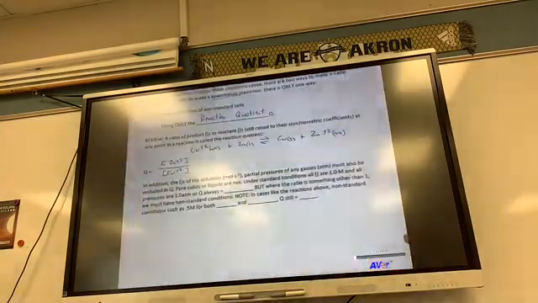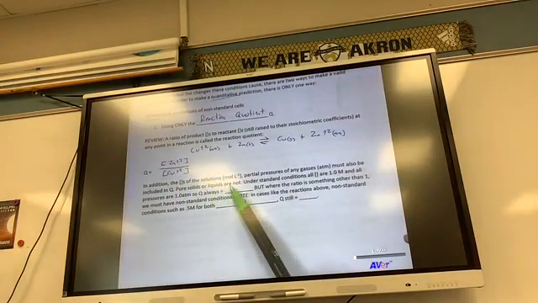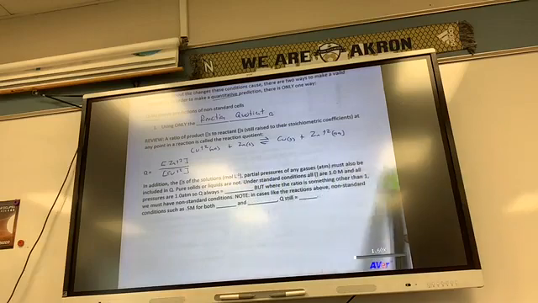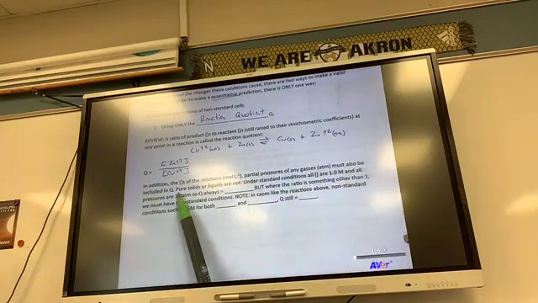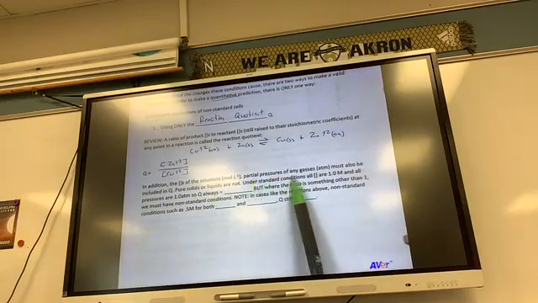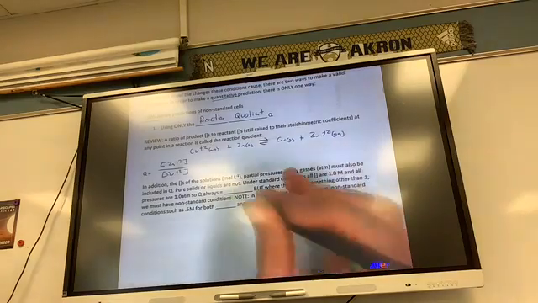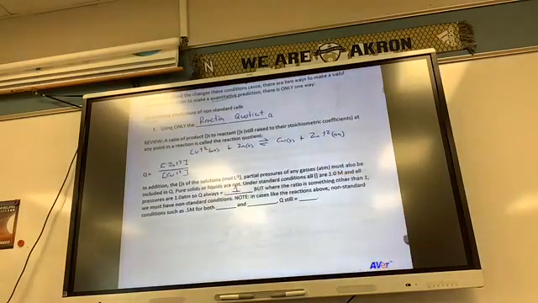In addition, the concentrations of the solutions, molar, moles per liter, and partial pressures of any gases must also be included in Q. If you're doing Q with gases, you use parentheses. Don't forget that. Pure solids or liquids are not included. Under standard conditions, concentrations are 1 molar and pressures are 1 atm, so Q always equals 1. But where the ratio is something other than 1, we must have non-standard conditions.